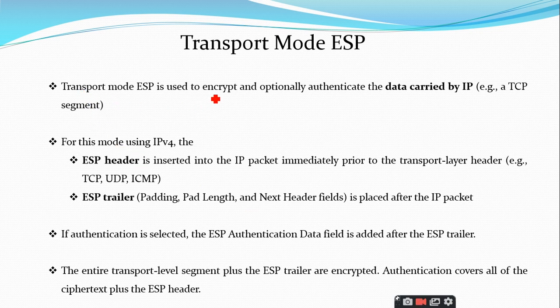So, the transport mode is used to encrypt the data, and optionally you can also have authentication. This is an optional thing. You have to select before sending the packet, while you are creating the security association. So I want this encryption, I want the confidentiality service, I want the authentication service. If you select the confidentiality service, the data packet will be encrypted, and if you select the authentication service, after encryption the authentication information will be kept as the trailer.